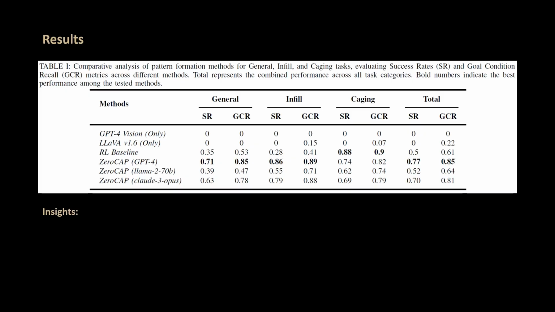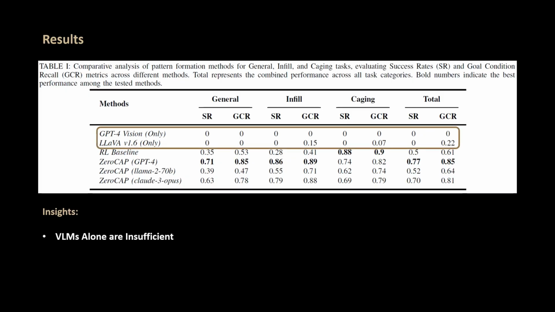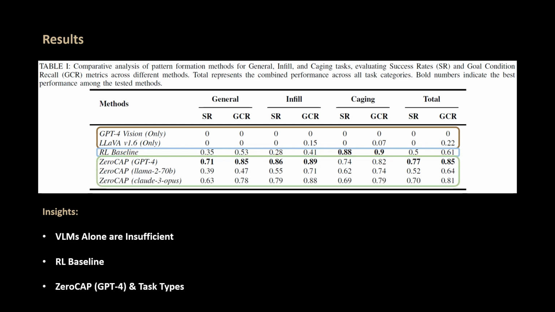The results demonstrate that vision language models alone are insufficient for context-aware pattern formation without improved spatial reasoning. In the case of the RL baseline, RL struggled with general and infill tasks, but excelled in caging tasks due to consistent goal of forming barriers. This shows RL's effectiveness in structured tasks, but its limitations with more nuanced instructions. In the case of ZeroCAP using GPT-4, it outperformed all the other methods, and general pattern formations was the most challenging due to the abstract instructions.